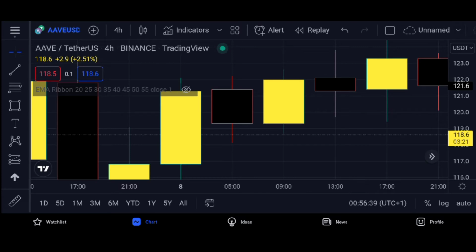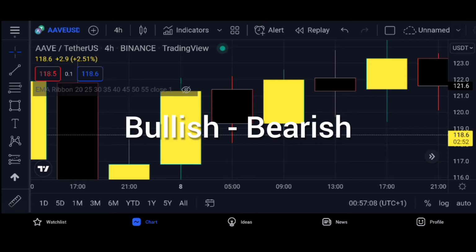Now, generally, green candlesticks represent the bullish and the red candlesticks represent the bearish. Now, what do I mean by bullish? Bullish basically means when the market is going in an upward direction. Do you understand? And bearish basically means when the market is going in a downward direction. That's when you say price is pumping, you are saying that it is bullish. When you are saying price is dumping, then you are saying it is bearish.